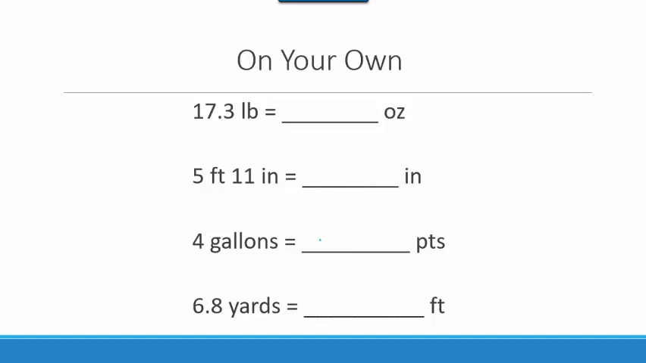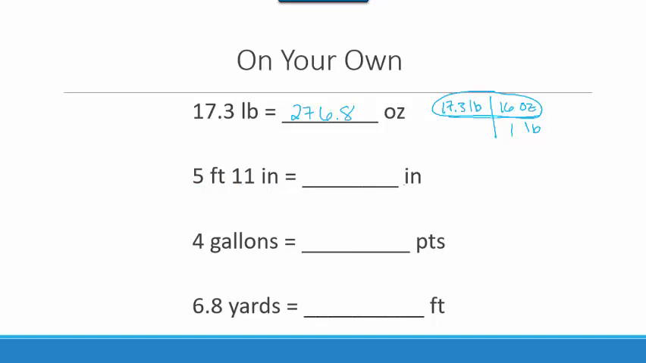So let's look at the first one. So you're going from pounds to ounces. So draw my T table. I'm going to put 17.3 pounds here. Pounds at the bottom, ounces at the top. On your conversion sheet, it told you 1 pound is equal to 16 ounces. Since both of these are at the top, I'm going to multiply them together and you should have gotten 276.8 ounces.